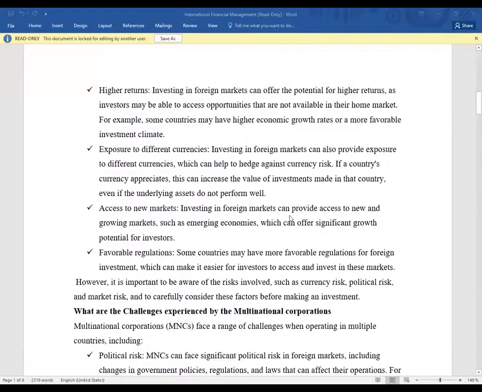Investing in foreign markets can provide access to new markets and growing markets, such as emerging economies, which can offer significant growth potential, and favorable regulations, ladies and gentlemen, especially for these tax havens.